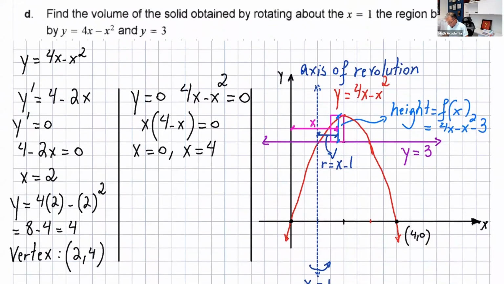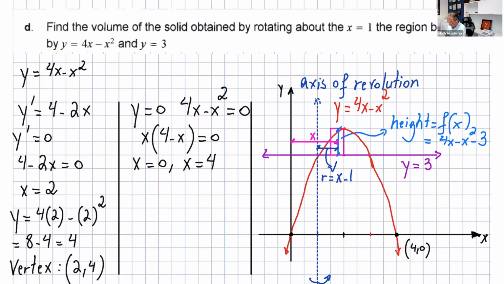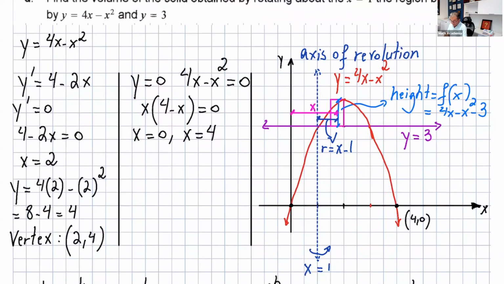Now, next one is a little bit different, so pay attention to this one. Find the volume of the solid obtained by rotating about x equals 1. So this is not the x-axis or the y-axis, it's x equals 1. The region between 4x minus x squared and y equals 3. Same thing.